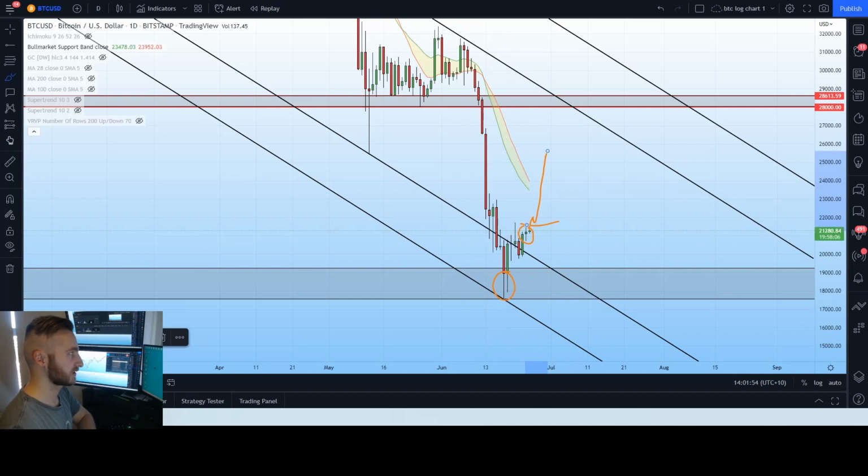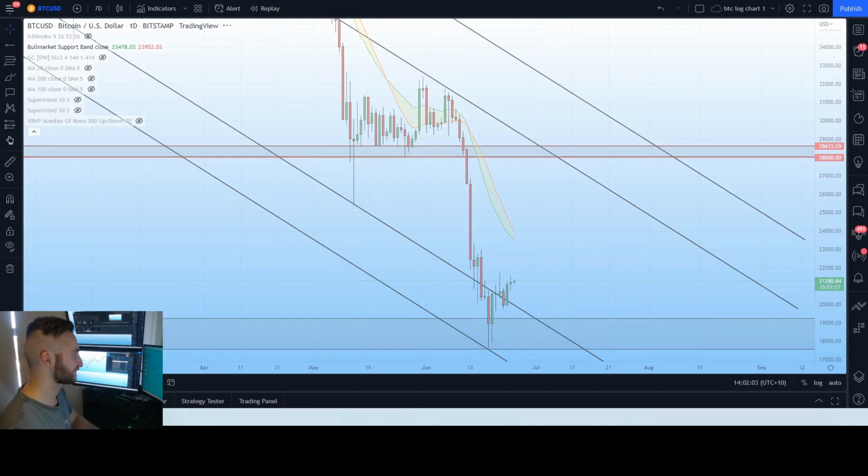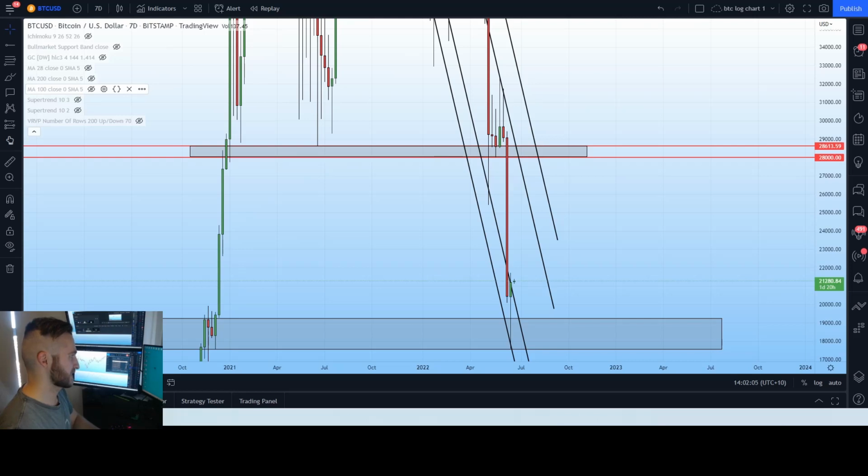And we do have that bull market support band to confirm that is in fact the next resistance if we do clear the current range. So not looking too bad, guys, on the daily. Let's go back to the 7-day and we'll bring up, let's go for our Gaussian channel.